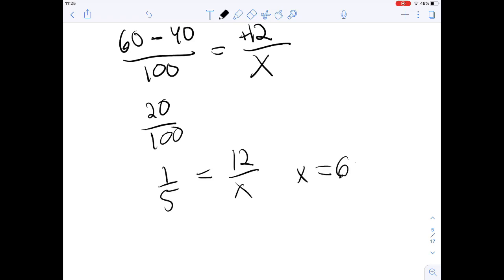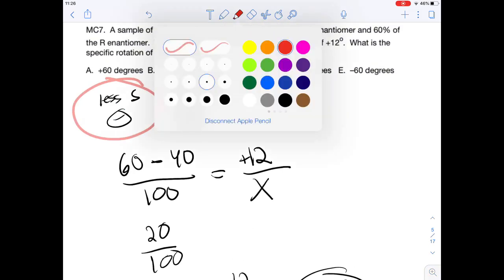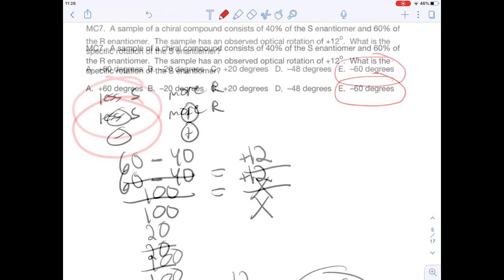1 times X is X. 5 times 12 is 60. So X equals 60. So this means the rotation of S is 60. And since we already designated that it's going to be negative, this gives you the answer negative 60 degrees.